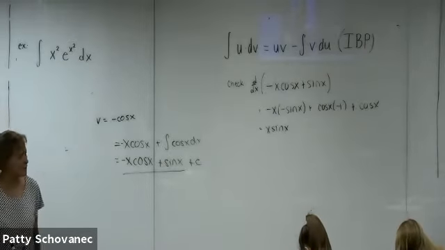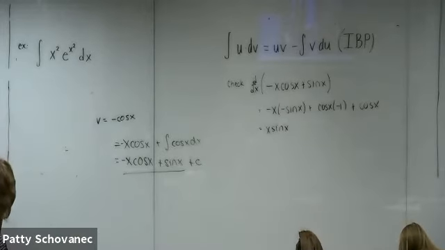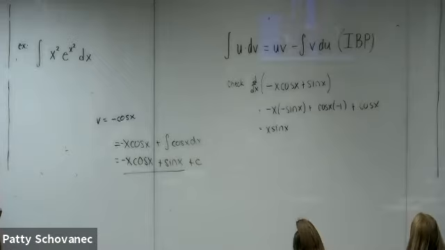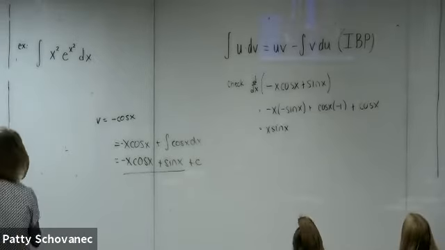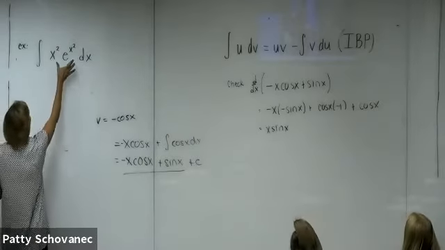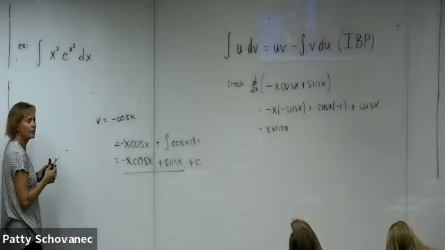X squared times e to the x squared. So I see the biggest part of this is the e to the x squared, but I can't integrate e to the x squared by itself, can I? What would I need? You need 2x. I need a 2x. So I'm going to borrow one of these x's out here and think of that as x times x e to the x squared. And then I'm going to pick dv to be my x e to the x squared.